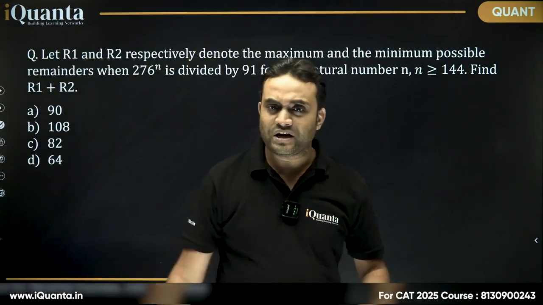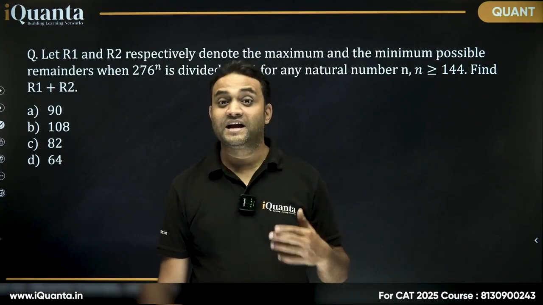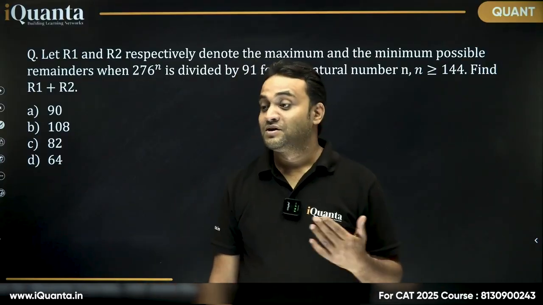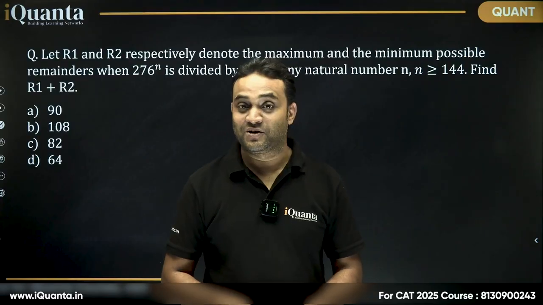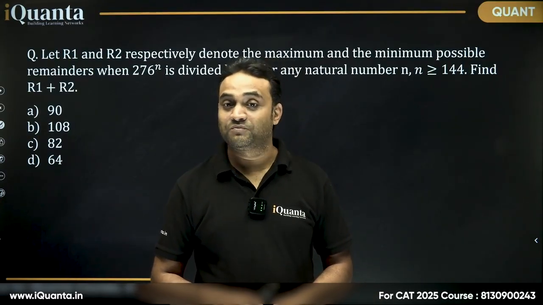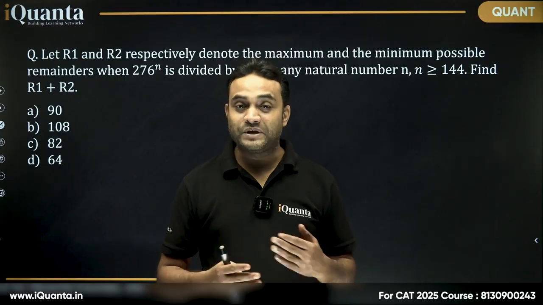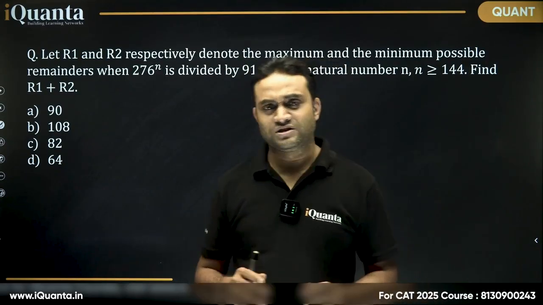Let R1 and R2 respectively denote the maximum and minimum remainders when 276 to the power n is divided by 91, where n is always greater than or equal to 144. Then what will be the value of R1 plus R2? How do we solve this question?